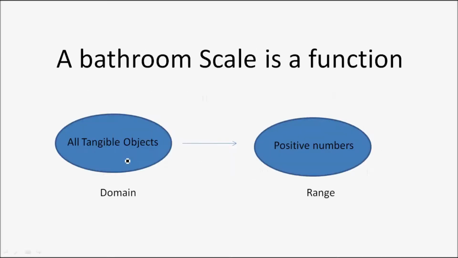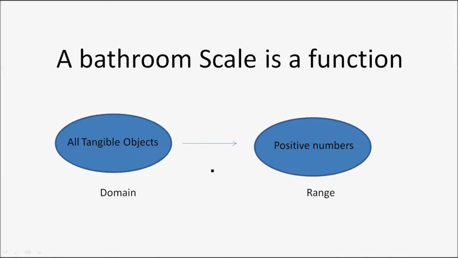So think of the bathroom scale as a machine, which is also a function. So what is the domain of this machine? The domain of this machine is all the possible input. All the possible input for a scale is all tangible objects. What is the range? The range is all the possible output. And what is the output from a scale? The output from a scale is weight, which is a positive number. So the domain is all the tangible objects, and the range is all the positive numbers.